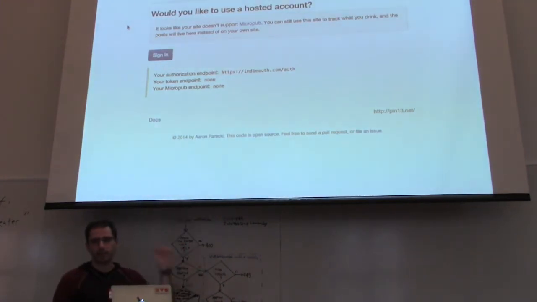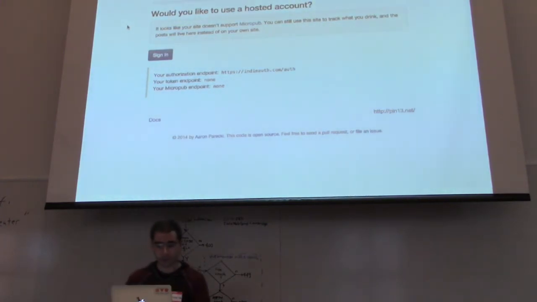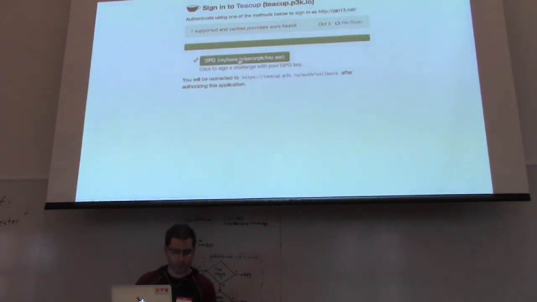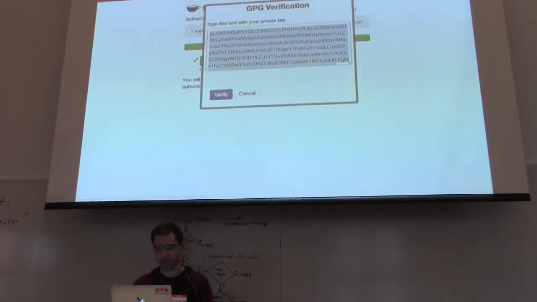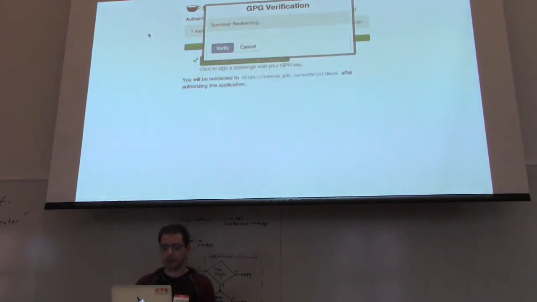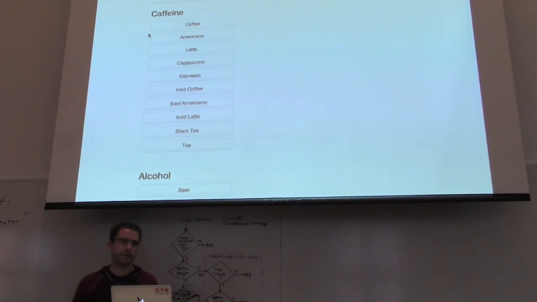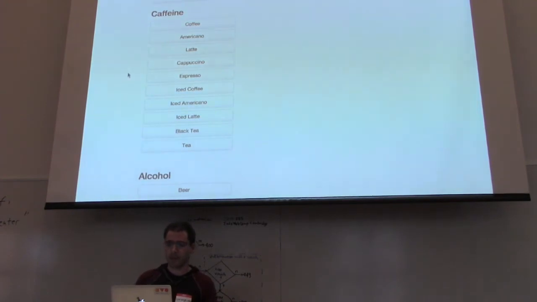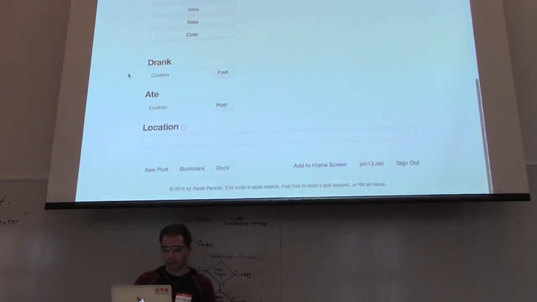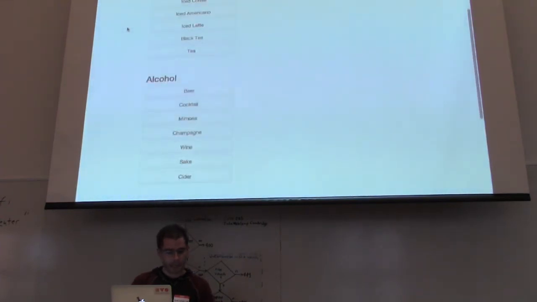So I'm just signing in as my pin13.net test account. It says, hey, it looks like your site doesn't support micropub. You can still use this site to track what you drink, and the post will live here instead of on your own site. And then it has a sign in button. This lets me sign in as pin13.net, which I put a GPG key on so I can actually sign in. And this is now IndieAuth, right? It's IndieAuth. It'll just fall back to IndieAuth.com unless you've specified an auth server, in which case it'll use yours. And now I'm signed in as pin13.net, and I can use the app.